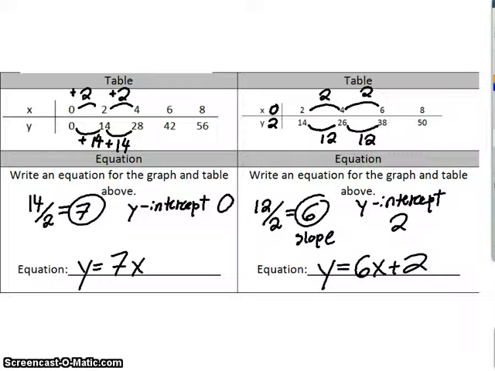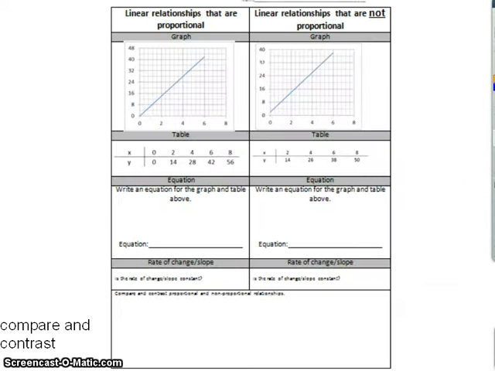The next thing you're going to need to do is the bottom part down here. I want you to compare and contrast. Actually, that's not correct. What I'd like you to do first is look at the rate of change for each of these. Are they constant? Go ahead and take a second and look at that and decide.